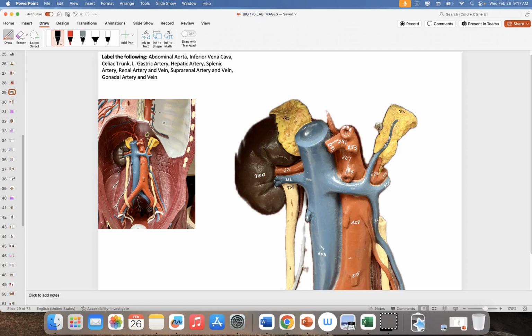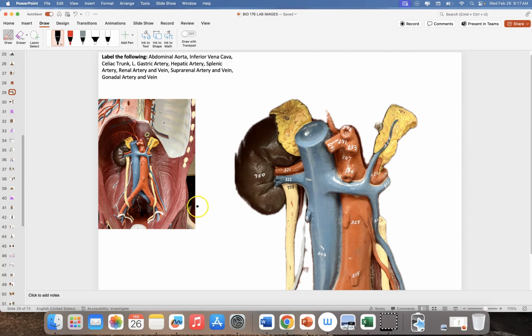Here we have another example of systemic arteries and veins in the abdominal cavity. These vessels, we will also talk about some of them in later chapters, such as the urinary system and the digestive system.